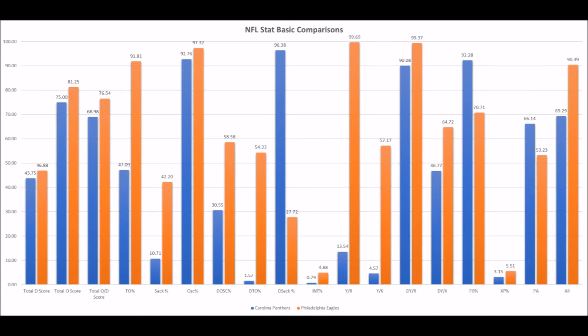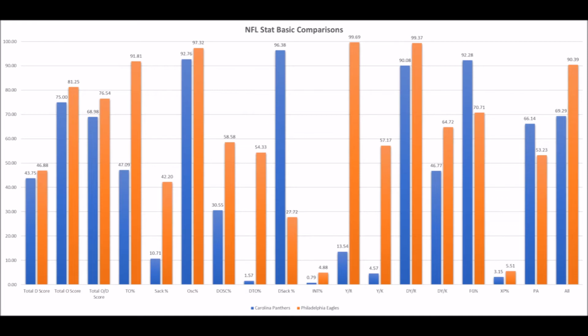And then when you look at turnover ratio, the Eagles are pretty dang good, they don't allow a lot of turnovers. The Panthers, on the other hand, up to this point, have been about average when it comes to turnover ratio. When it comes to sack ratio, the Panthers allow more sacks than the Eagles. When it comes to offensive score percentage, fairly evenly matched, but the Eagles do have the advantage there. When it comes to defensive score percentage, which is basically the defense's ability to prevent points from being put on the board, the Eagles have the advantage there.